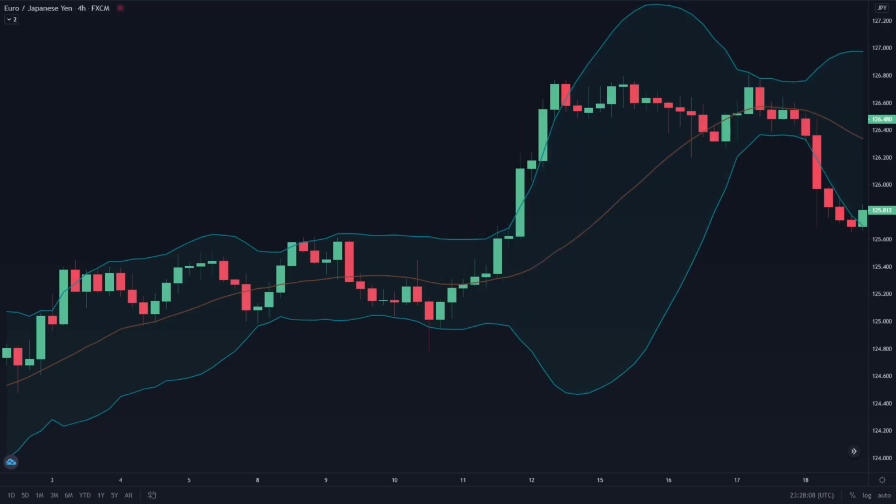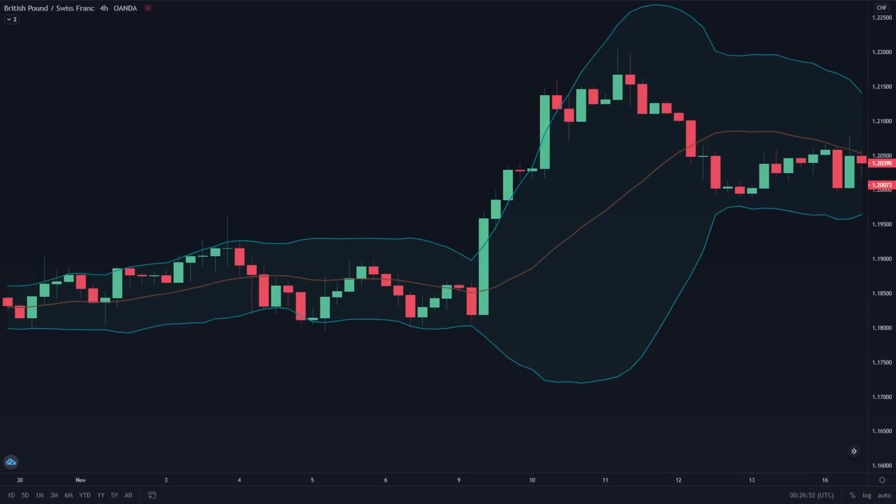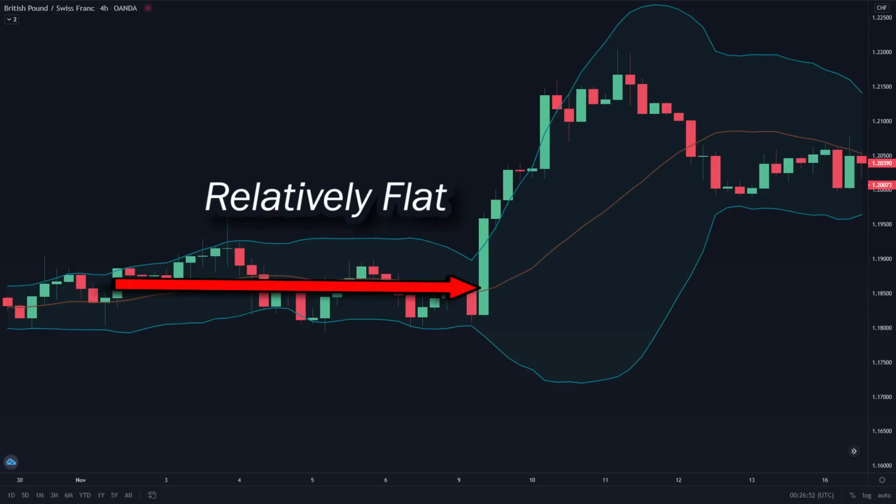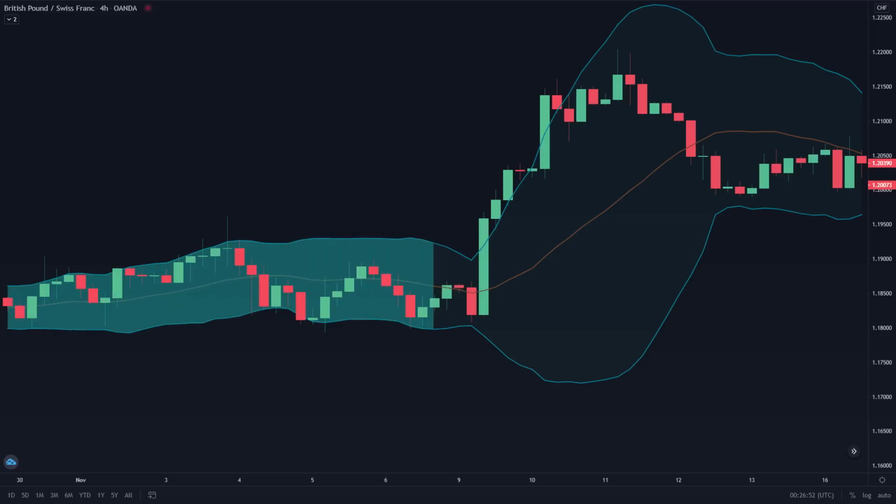So now, it's our job to find these low volatility markets and predict when a breakout might happen and which direction it will be. This is how you do it. First, you need to find a market that is in a range. You can identify this by looking at the middle SMA line. The line needs to be relatively flat like this. However, it doesn't have to be perfectly flat. Next, the two bands must be close to each other.